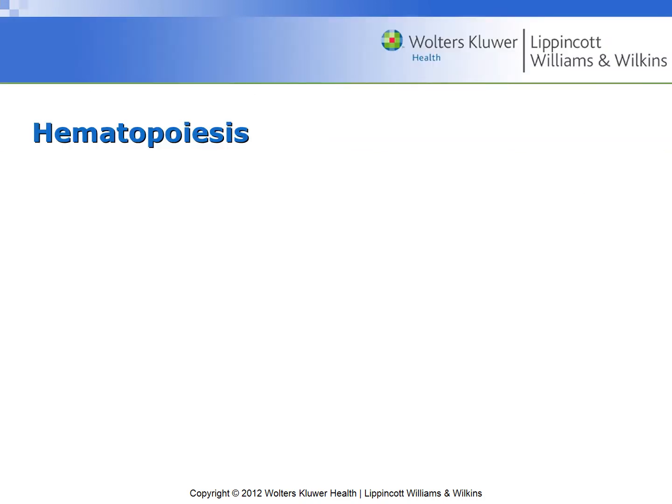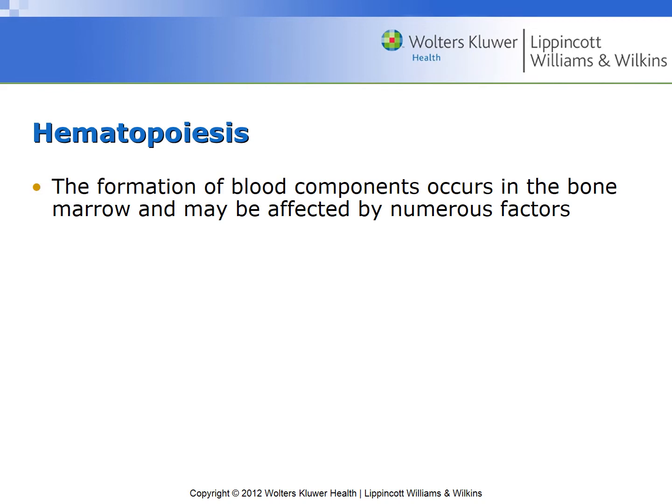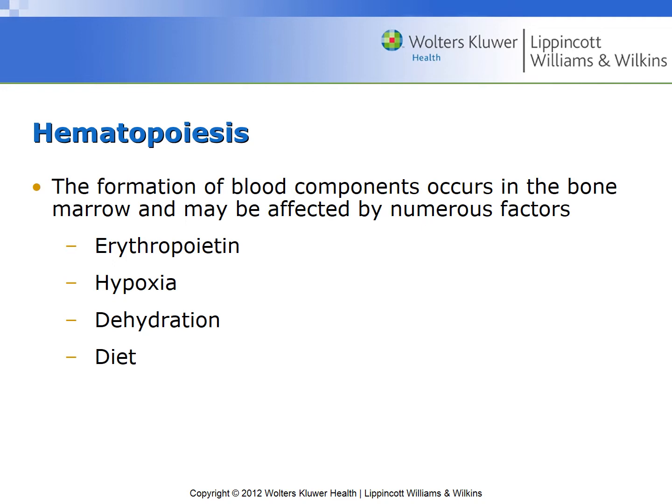First off, hematopoiesis. What do we have here? This is the creation of blood components. Occurs in the bone marrow. Can be affected by numerous factors. The hormone erythropoietin. It can be affected by hypoxia, dehydration, diet, disease, medications.